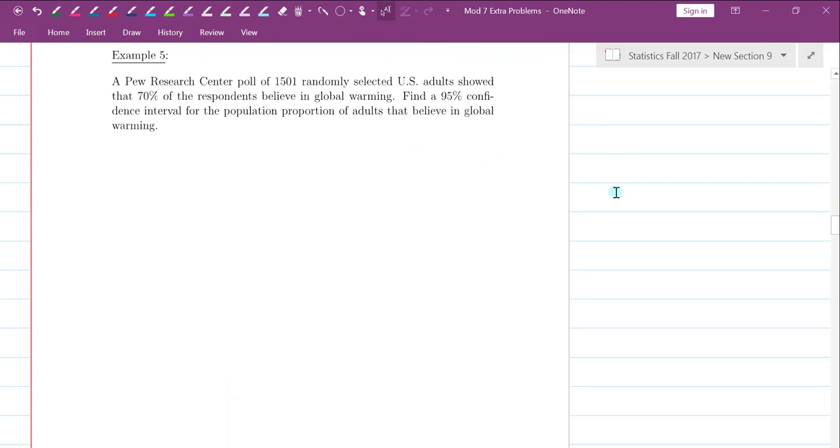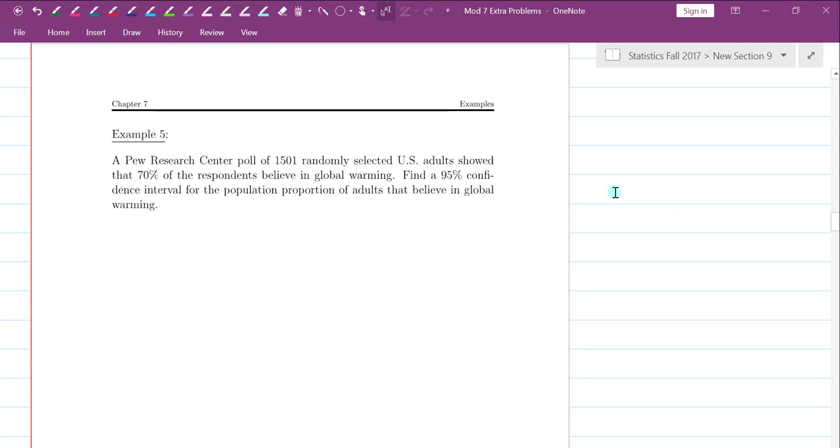Okay, a Pew Research Center poll of 1,501 randomly selected U.S. adults showed that 70% of the respondents believe in global warming. Find a 95% confidence interval for the population proportion of adults that believe in global warming.